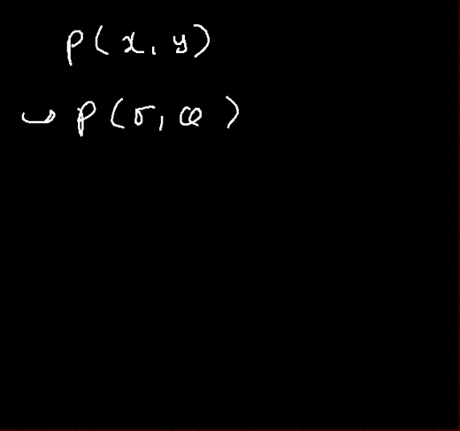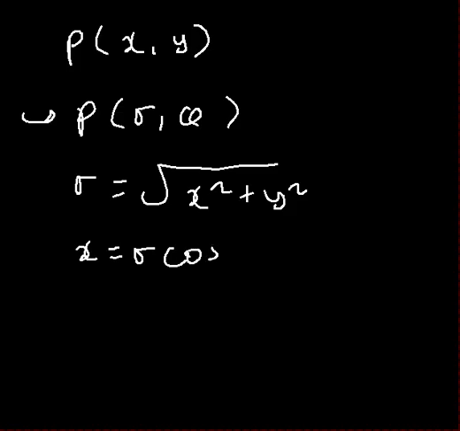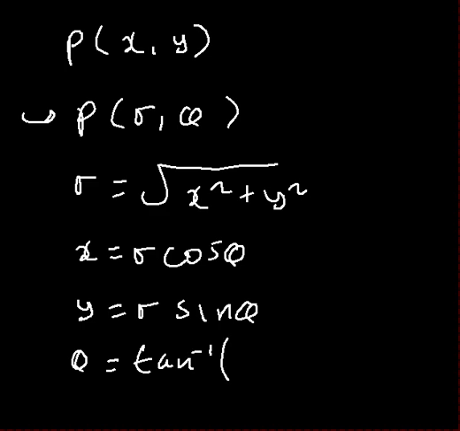Let's say we have a point B with a rectangular coordinate system given as (x, y). In terms of the polar coordinate system, point B is given as (r, theta), of which r is given as the square root of x squared plus y squared, whereas x is given as r cos theta and y is given as r sin theta. And theta is given as the tan inverse of y over x. So that's how we should have it.